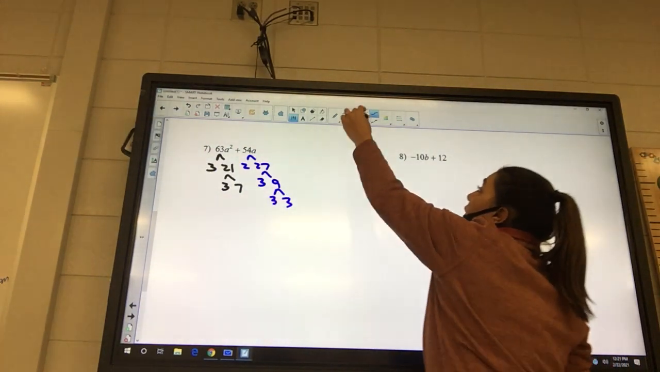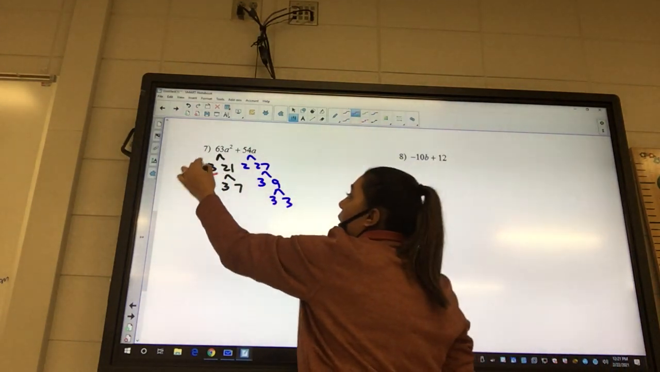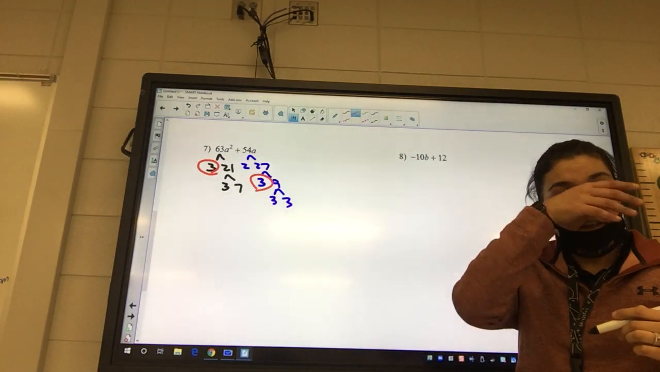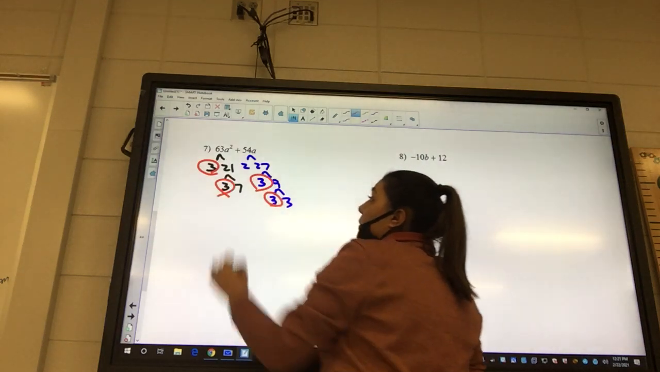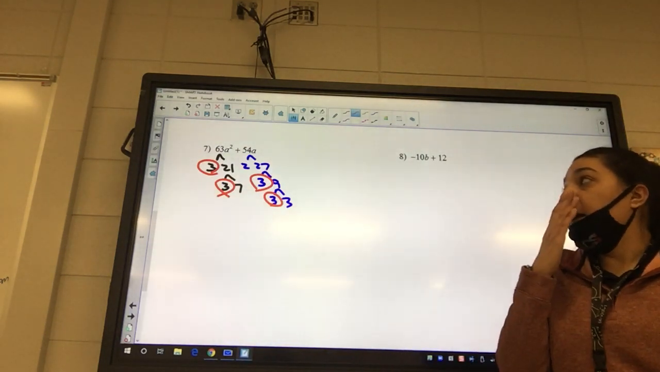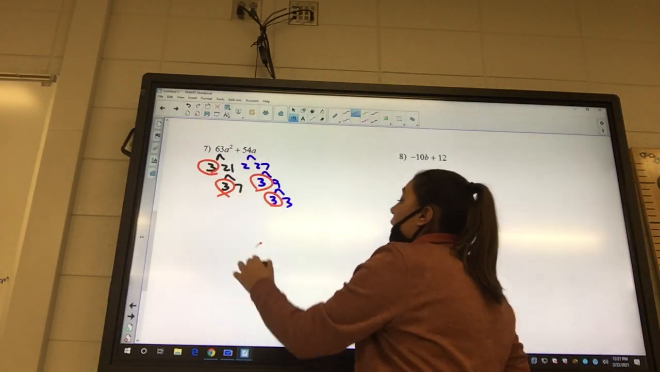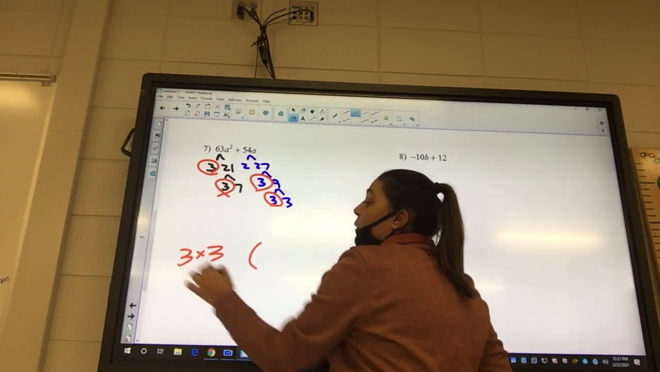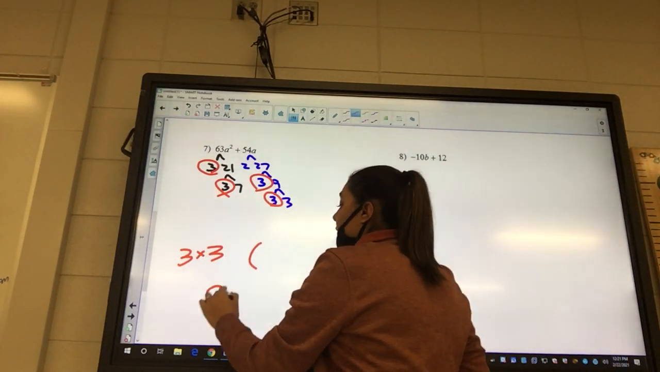Okay, what do they have in common? 2 sets of 3. So I got 1 and 1. Can we match up anything else? Another group of 3s. 1 and 1. Okay, so what number is going to go on the outside? 3 and 3, but it's going to be 6? It's really a 3 and a 3, but it's multiplied, so it's not 6. It's a 9. A 9 is going to go on the outside.